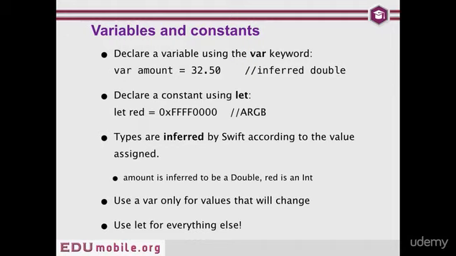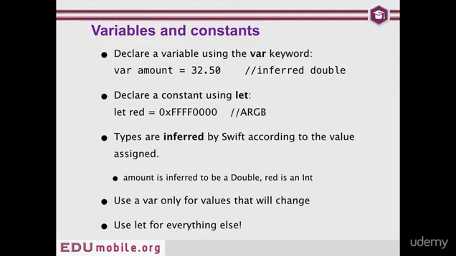And we have a hexadecimal integer. By the way, colors are alpha RGB in 1 byte hexadecimal values if we see them like this. So this is an FF alpha and an FF0000, red, green, blue. So we've already seen types are inferred by Swift according to the value in the assignment. Amount is inferred above to be double, and red is an int, by the way.